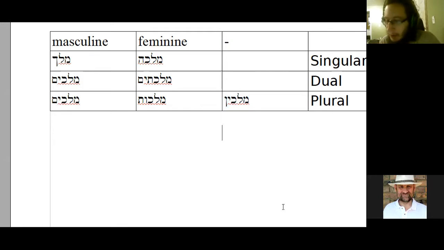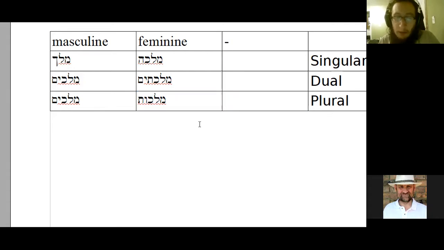So there is some good reason to believe that both endings are part of the original language and had different meanings. They have come due to the evolution of the language to mean the same thing, plural, masculine plural. But originally, the yod nun ending probably meant something different than the yod mem ending. They were similar, but did have a different meaning.